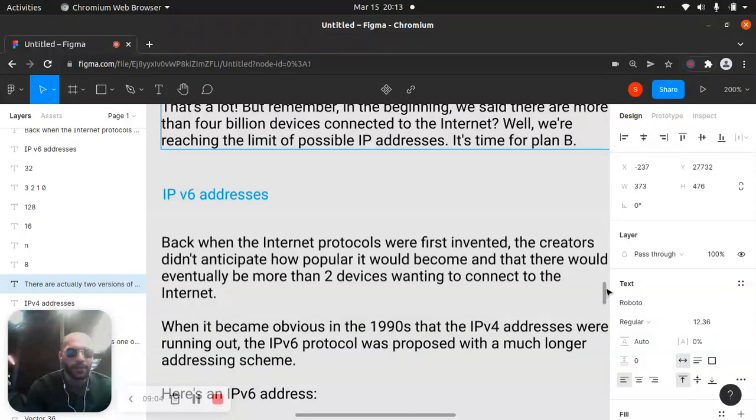When the internet protocols were first invented, the creators didn't anticipate how popular it would become, and that there would eventually be more than two devices wanting to connect to the internet. When it became obvious in the 1990s that the IPv4 addresses were running out, the IPv6 protocol was proposed with a much longer addressing format.